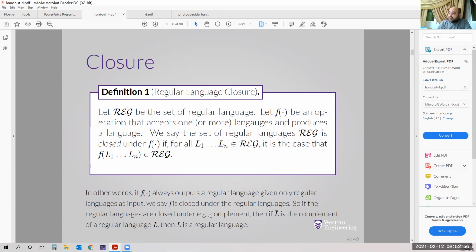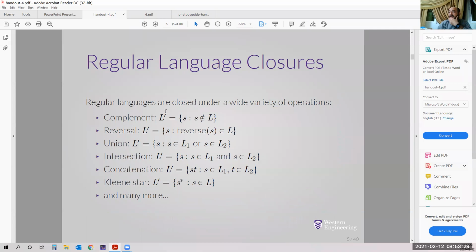Okay. Then complement: we call it L prime, or L complement. If L is a regular language, then its complement is also a regular language. But we'll see now, when we talk about non-regular languages, that if L1 is not regular and L2 is not regular, the concatenation could produce a regular language. You will find this in the class notes, and we'll come back to it. So regular languages are closed under a wide variety of operations.